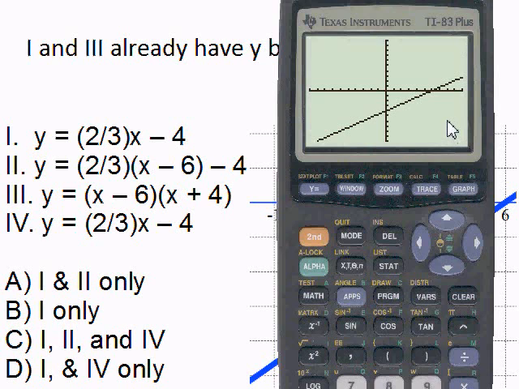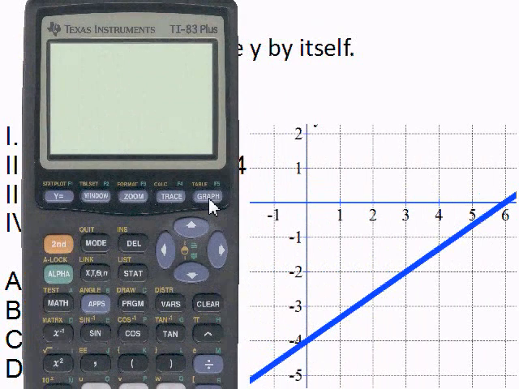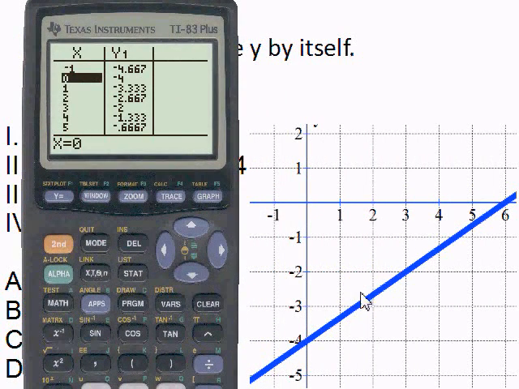And we're going to see if, from what we can tell, it looks like it's a match. So here's our graph, here's that graph. It looks like it's a pretty good match. So to tell for absolute sure, you can go to your table, second graph, and let's match some points.